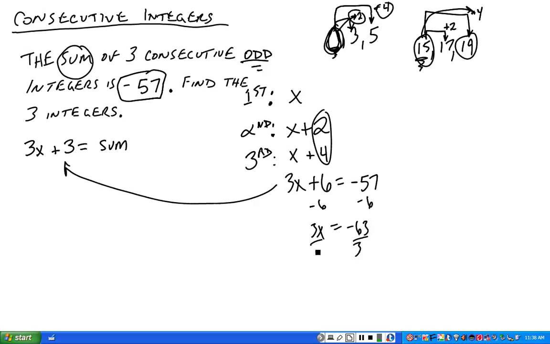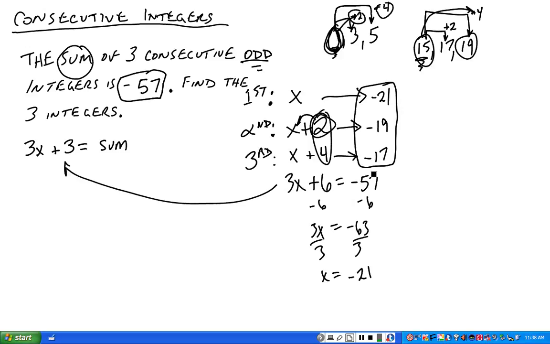Divide both sides by 3. X equals, let's see, 63. That's, what is it, negative 21. Okay, so now that I know what the first number is, which is a negative 21, I add 2 to it, add 2 to the first number, and that gives me a negative 19. Add 4 to the first number, gives me a negative 17.